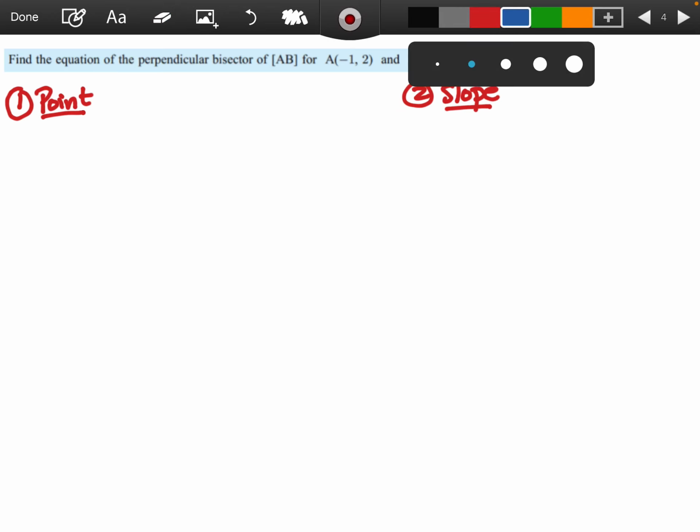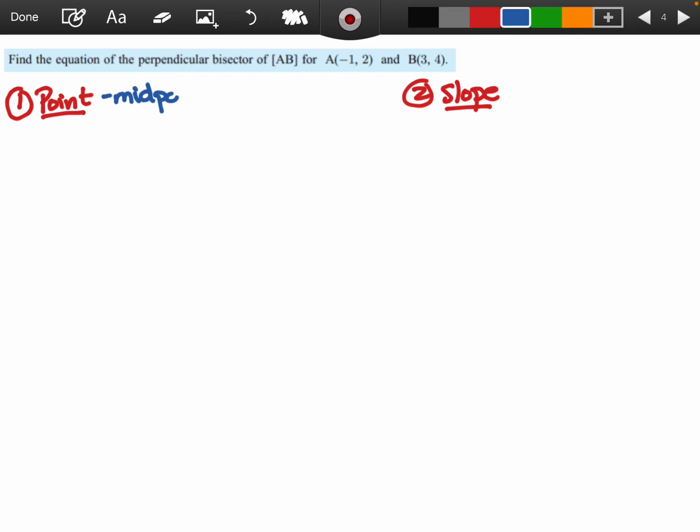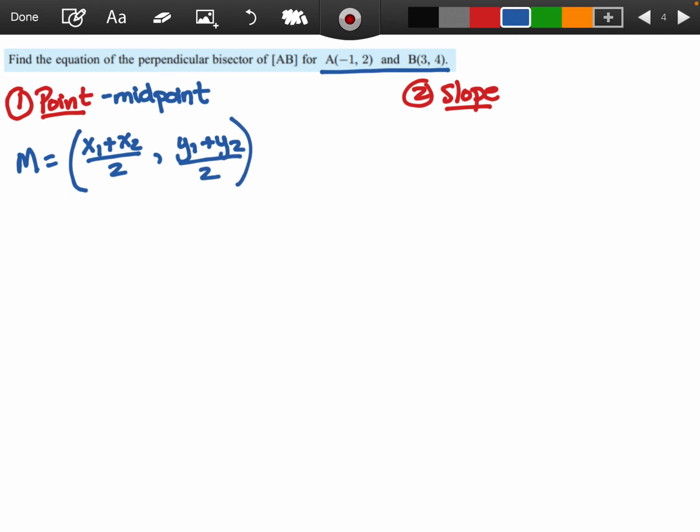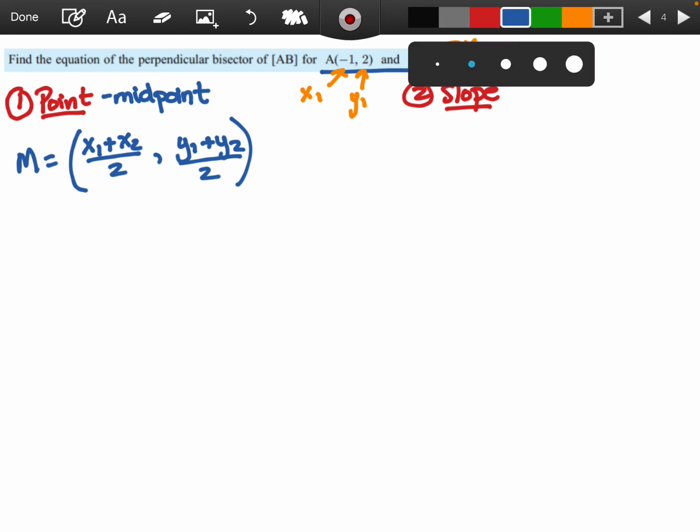Okay, so if I want to start with the point, remember we said that if this is the perpendicular bisector, it's cutting that line segment in between those two points exactly in half. So that means the midpoint is going to be the point that is also on the perpendicular bisector. So remember the midpoint formula, x1 plus x2 over 2, y1 plus y2 over 2. So again, labeling off our points, x1, y1, x2, y2. So plug those all in.